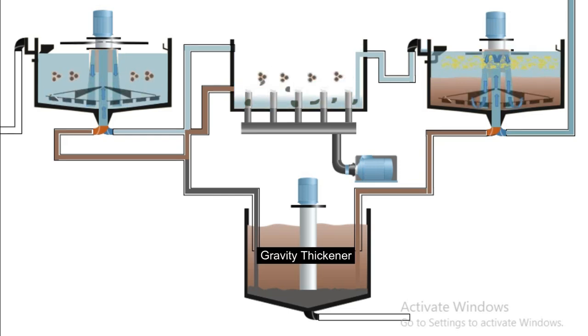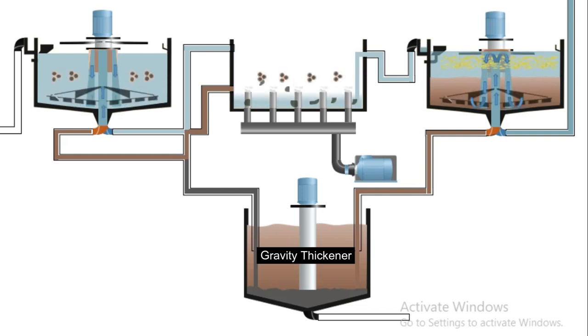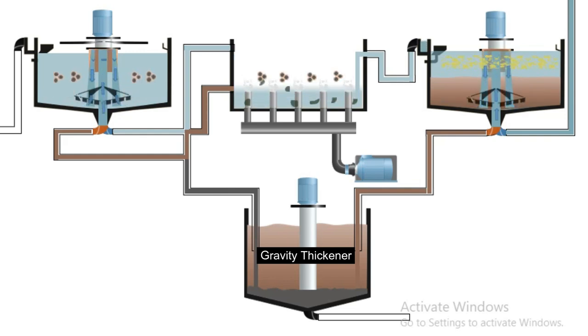But before that, the sludge collected from the primary clarifier and secondary clarifier is directed to the gravity thickener. This unit reduces the volume of sludge by allowing solids to settle and compact under gravity, while water is decanted from the top.